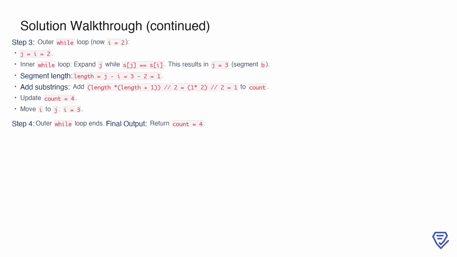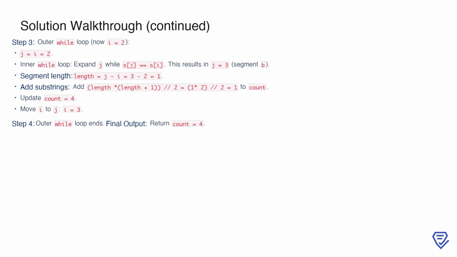At this point, i is 2, and we continue with the input string s equals "aab". In the outer while loop, we set j equal to i. The inner while loop then expands j as long as the characters at j and i are the same. For this segment, which consists of a single b, j advances to 3.